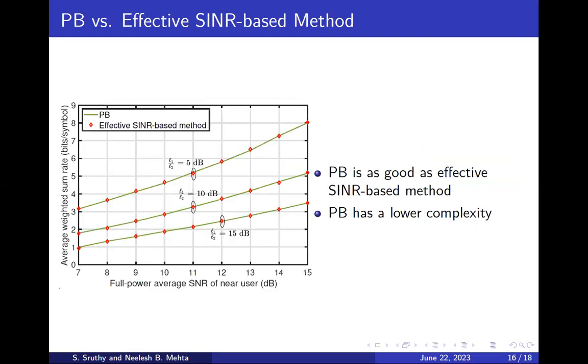So next we move on to the numerical results, in which we first check the effectiveness of PB with effective SNR based methods. Here we plot average weighted sum rate as a function of full power average SNR of the near user. L1 by L2 is the path loss ratio of the two users, and for all the path loss ratios and all SNR values, we can see that PB is as good as the effective SNR based method, and it has a lower complexity.